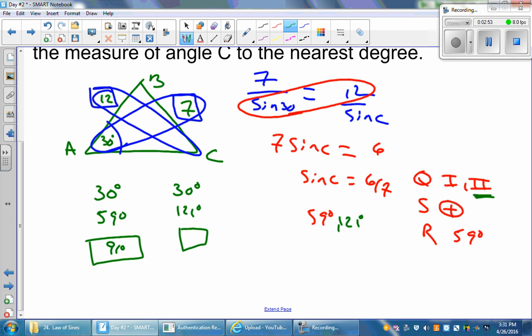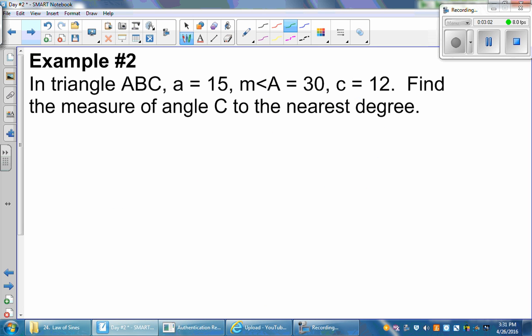If I take 180 and subtract 51, that's going to give me 29 degrees. So both of these answers have checked out, and in fact, they're both correct. Second example, same basic idea.